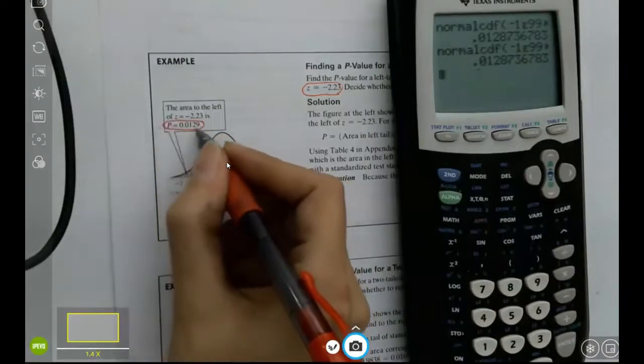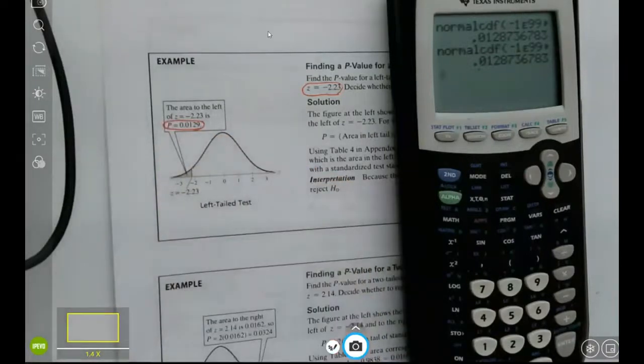Okay. But what is different? I normally use a CDF.